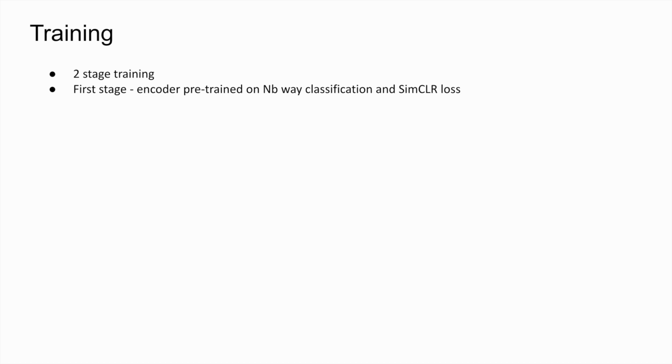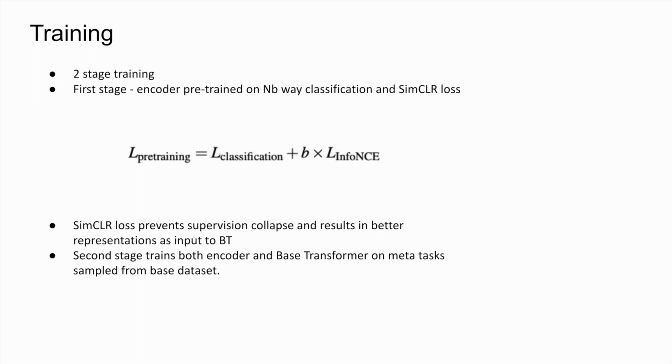Training is done in two stages. The first stage is a pre-training stage, which is an N_B-way classification task with SimCLR loss as an auxiliary loss. SimCLR prevents supervision collapse and results in representations that contain more information than just information regarding base classes. The second stage trains both the encoder and base transformer on metatasks sampled from the base dataset.